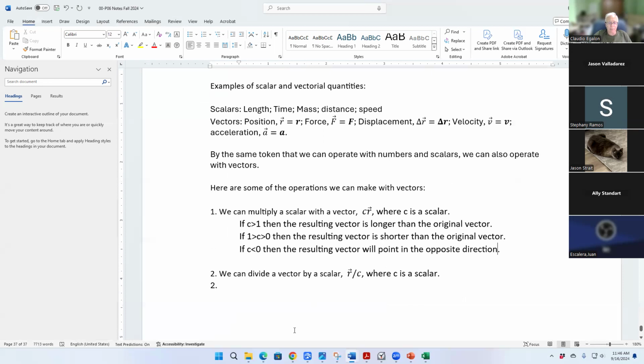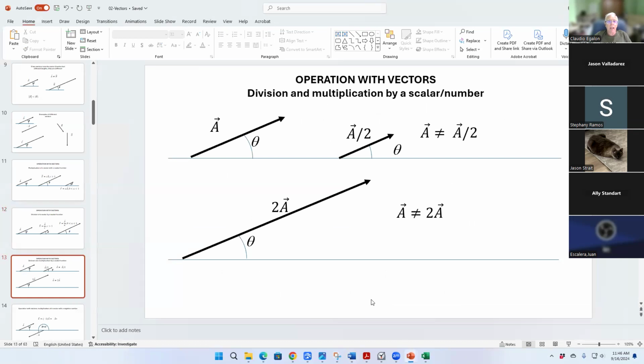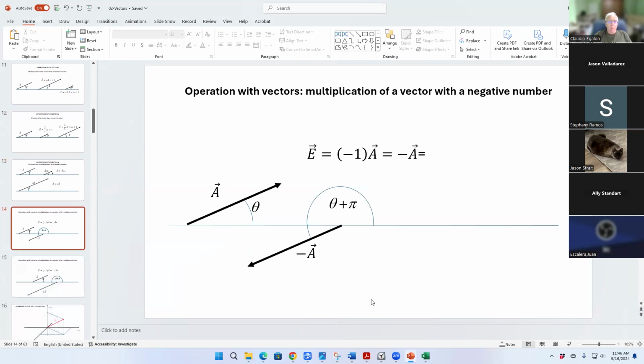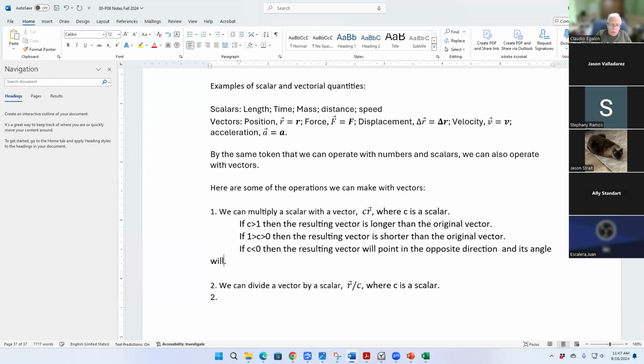We can also divide a vector by a scalar, right? What else can we do with vectors? Division, multiplication by scalar, okay, we covered that. By a negative, here you go, when we multiply a vector by a negative number, the angle between the vector and the direction is changed by pi, 180 degrees, okay? Let's write that down here. The resulting vector will point in the opposite direction and its angle will be shifted by 180 degrees, like that. Okay.